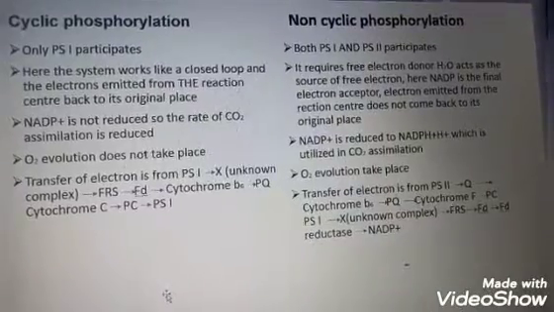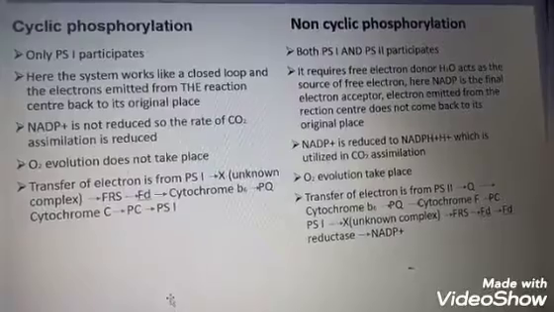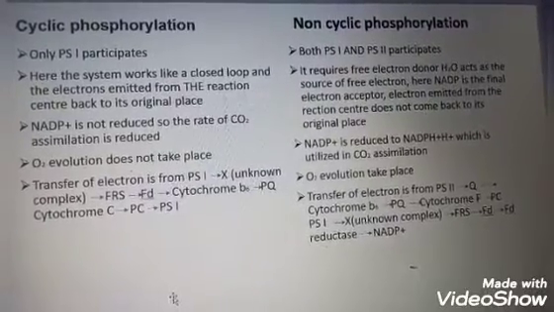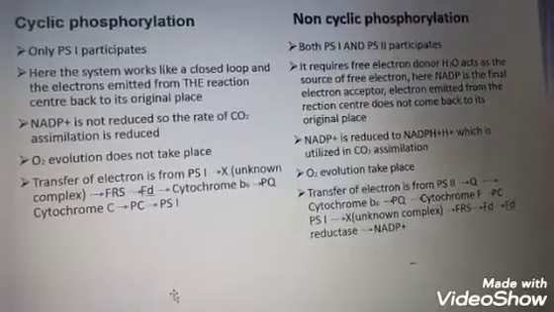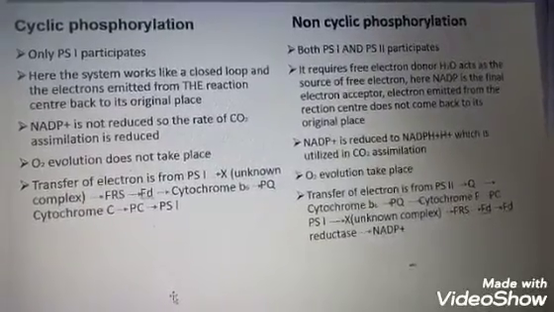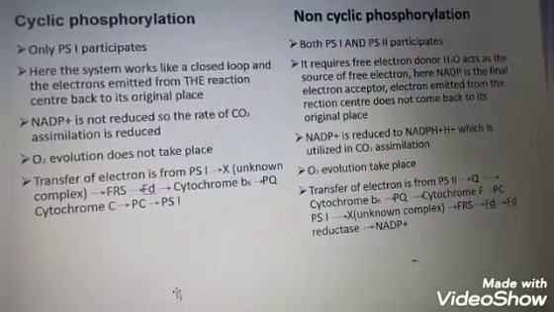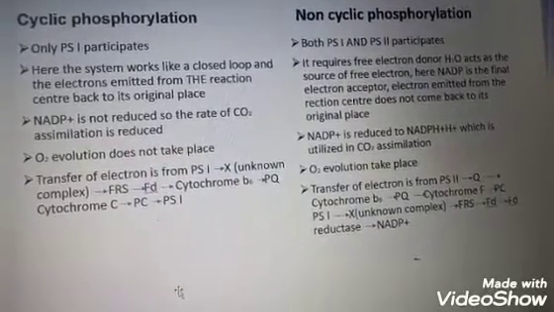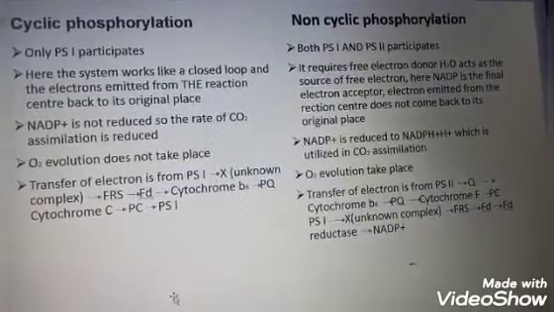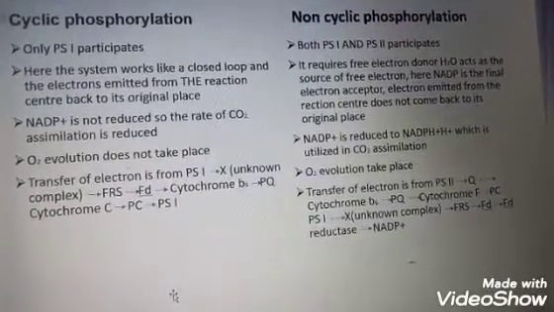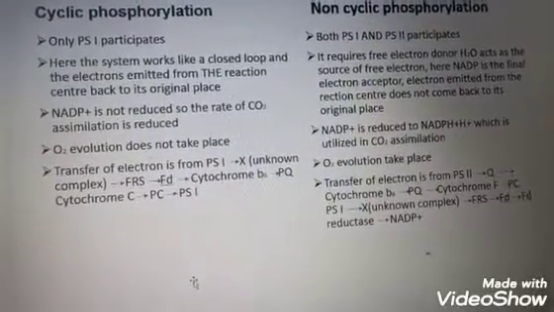The process of formation of ATP is known as phosphorylation, and the process of ATP formation during photosynthesis is known as photophosphorylation. In photophosphorylation, there are two types: cyclic photophosphorylation and non-cyclic photophosphorylation. Both occur during the electron transport chain. The basic difference between cyclic and non-cyclic phosphorylation is shown in this slide.